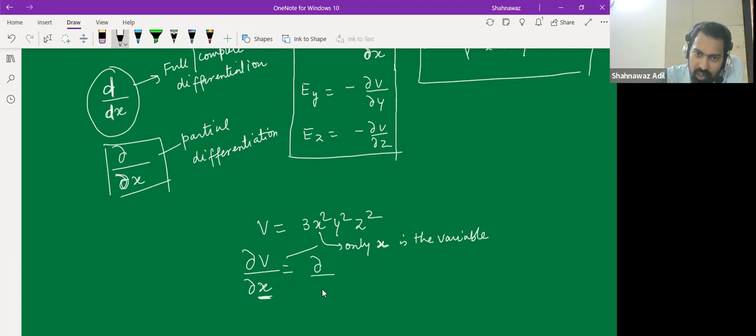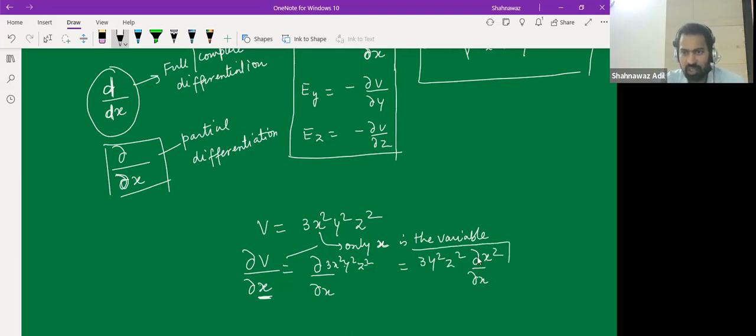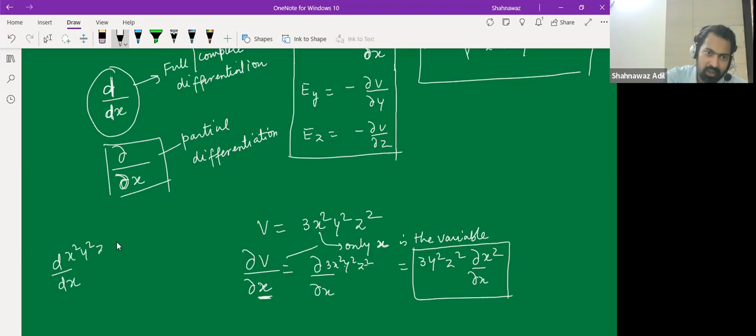So this would be d by dx of 3x square y square z square. So 3y square z square are constants, so I can take them outside. This would be 3y square z square and d by dx of x square. This I can only do for the case of partial differentiation. I cannot do it for the complete differentiation. If I calculate x square, y square, z square, all three are variables, then I'll have to use the product rule.